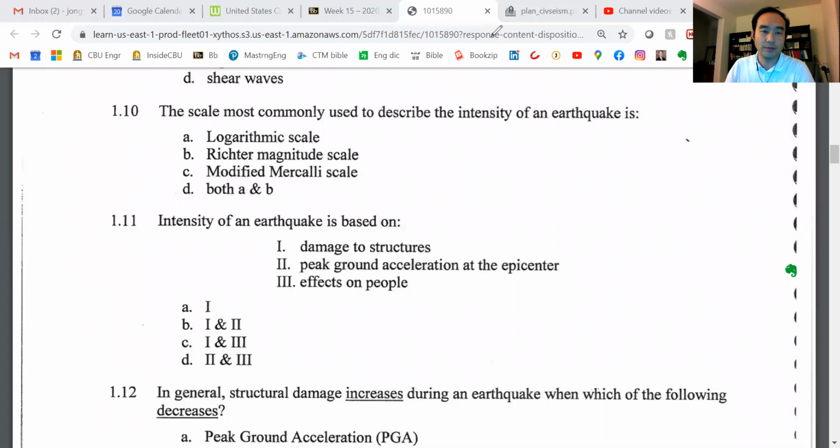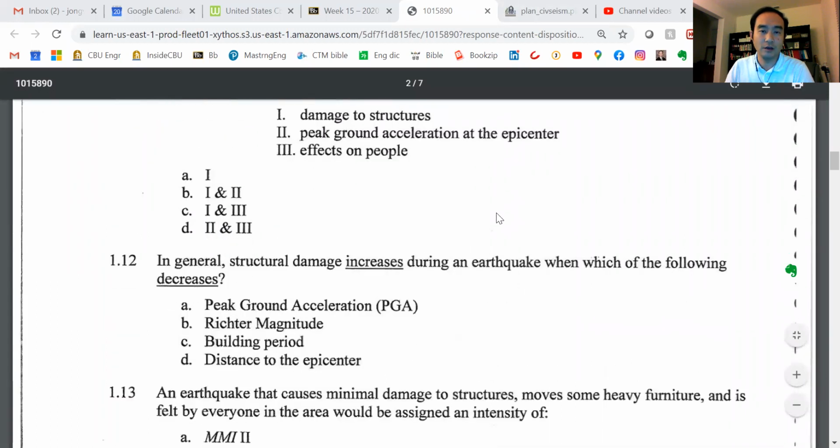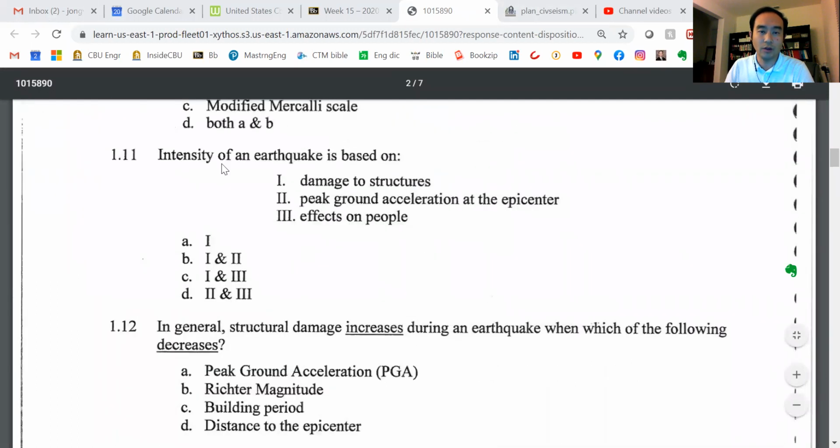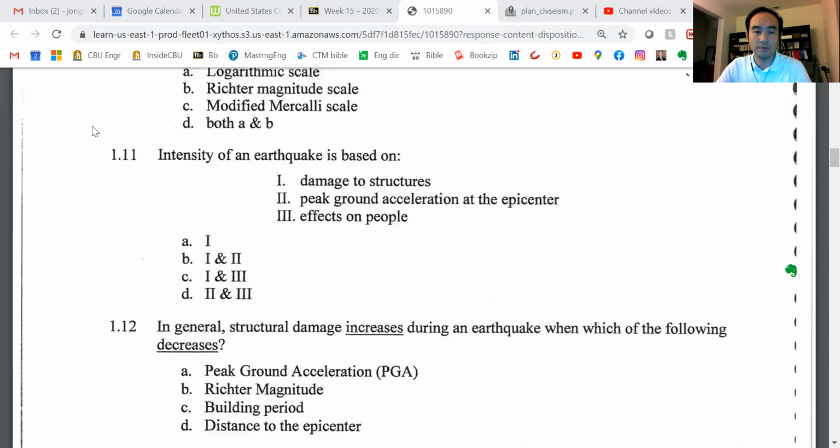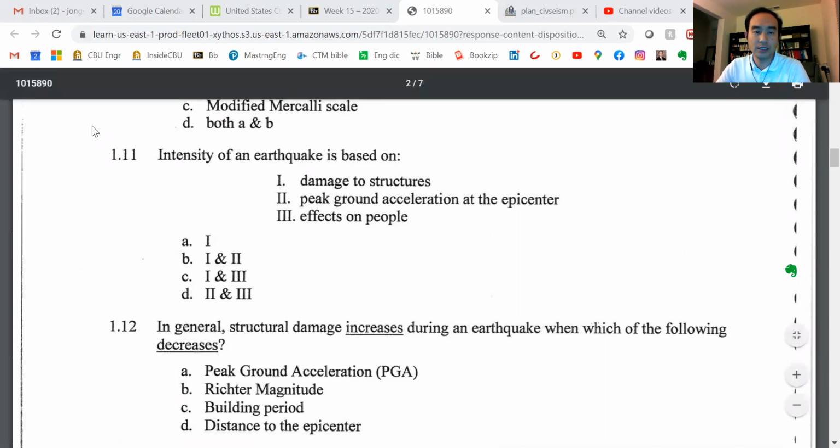Okay, next problem. Intensity of an earthquake is based on: one, damage to structures, of course; two, peak ground acceleration at the epicenter, maybe not; three, effects on people. So 1 and 3 are subjective measures, while 2 can be an absolute measure. So the answer is going to be C, for 1 and 3.